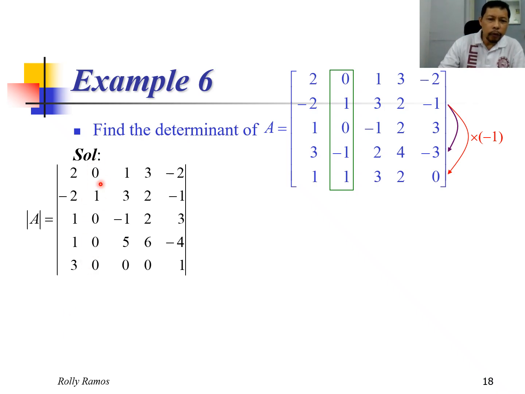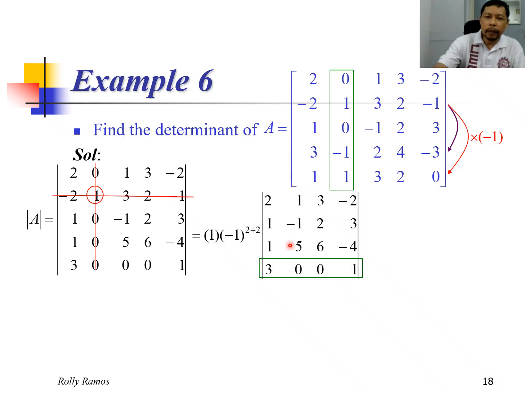So if you look at column 2, there's only one element that is non-zero. So we could make use of this column and apply the cofactor expansion to solve for the determinant of this matrix A. Okay, so we only need to find the cofactor of this element because the others are 0. Then the determinant of A will be equal to this element times its cofactor, which is this one. So we still have a 4 by 4 matrix. So we have to evaluate the determinant of this 4 by 4 matrix by cofactor expansion.